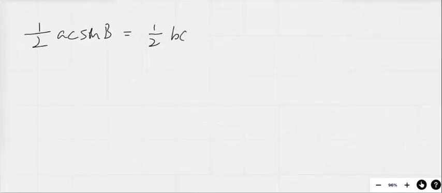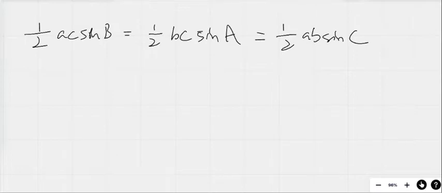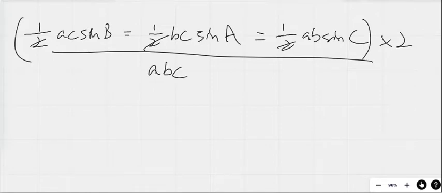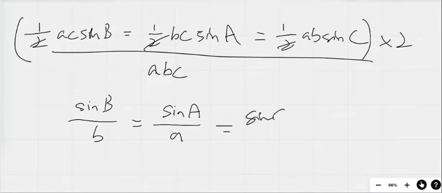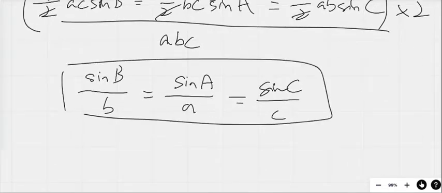So now let's get into the law of sines. If we put everything together, 1/2 AC sine B is equal to 1/2 BC sine A, which is equal to 1/2 AB sine C. If I multiply everything by 2, we'll get rid of the halves, and we'll be left with AC sine B is equal to BC sine A, which is equal to AB sine C. If we divide everything by A, B, and C, you will notice that we're left with sine of B over B is equal to sine of A over A is equal to sine of C over C. And this is the law of sines.